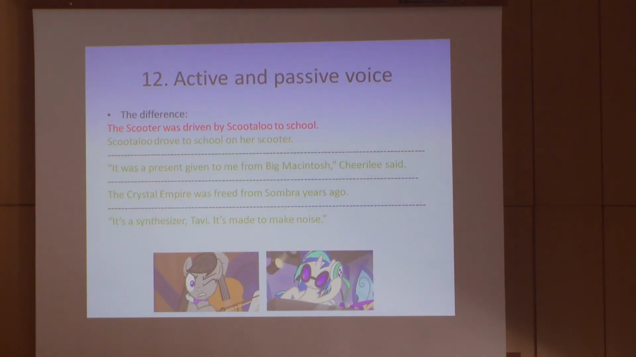Active and passive voice. So with active voice, the subject of a sentence does something. With passive voice, something is done to the subject. Now, it is a good idea to use active voice as much as you can, because it is the way we naturally speak. We have a subject, then we have an action. For example, I've got the difference above.